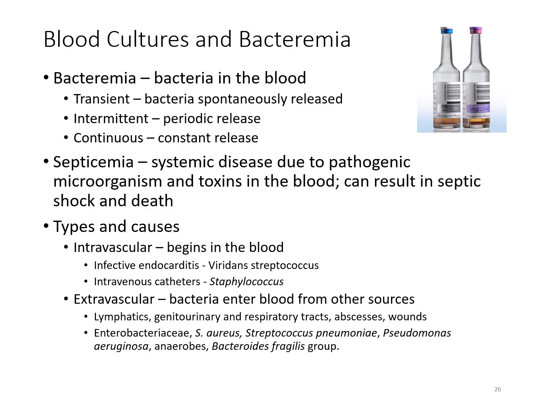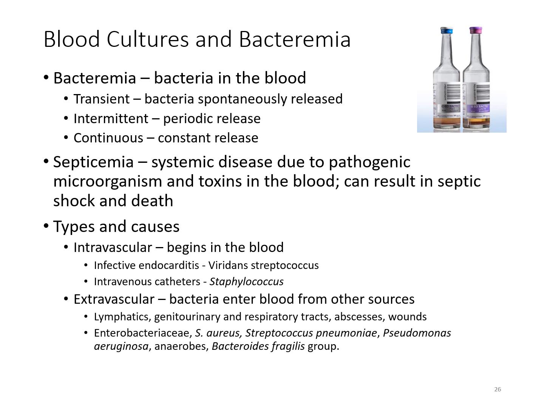Blood cultures and bacteremia. So bacteremia is going to happen when you have bacteria that enters the blood. You can have a transient type of infection where the bacteria is kind of spontaneously released into the bloodstream, an intermediate where there's just a periodic release, or continuous where there's a continuous release. Septicemia is a systemic disease in which the microorganism and the toxins are present in the blood, and then this can ultimately lead to septic shock and even death.